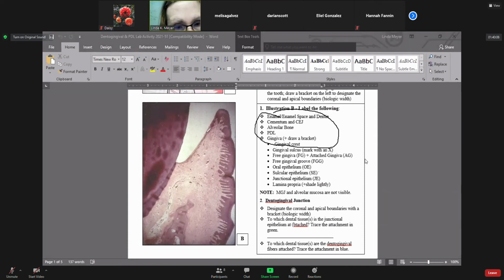Okay, so kind of using picture A as a guide, I had told you that's the base of the sulcus there. And I kind of made it white. That's your enamel space that doesn't take up the stain.